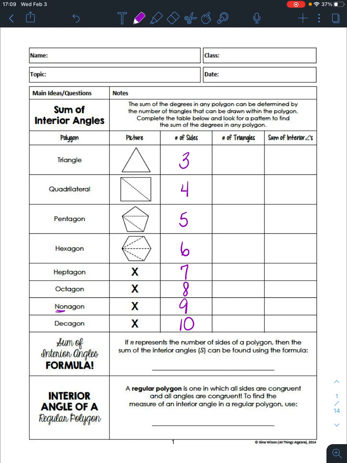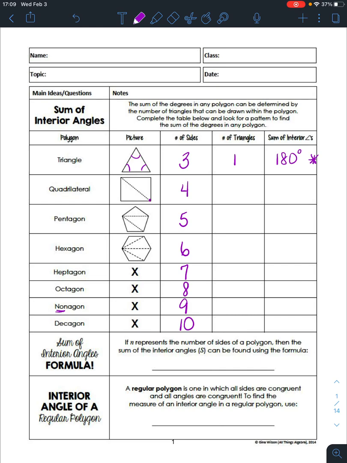Now, here's what we want to know. We know that the sum of the angles of a triangle add up to 180. One triangle, we know that these 3 angles add up to 180. And everything we do is going to be based off of that fact right there. So we want to find the sum of the interior angles for all of the different polygons.